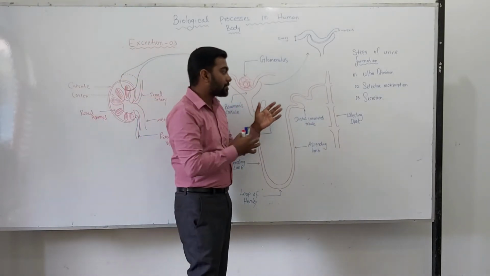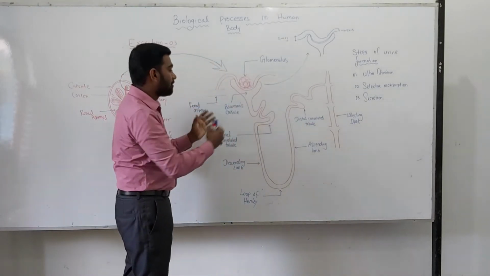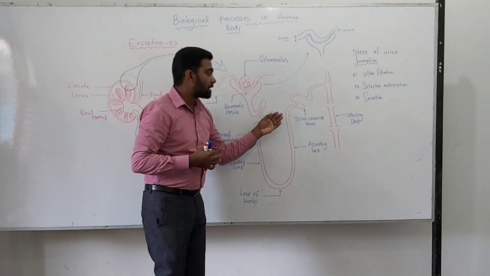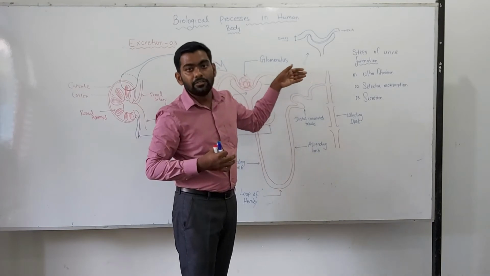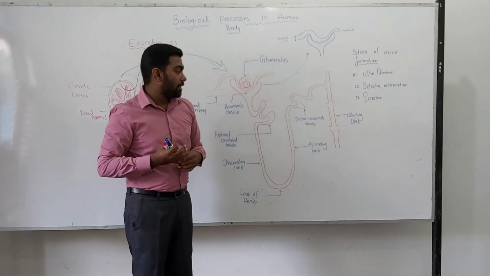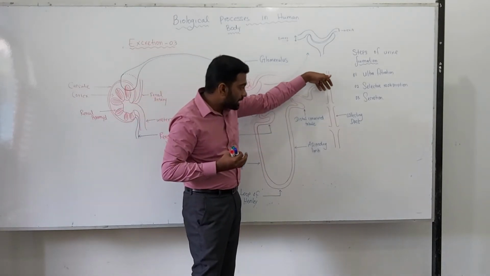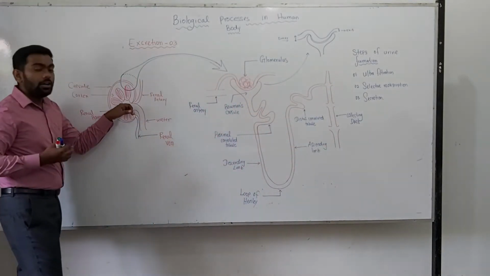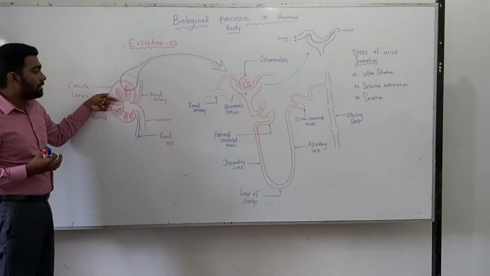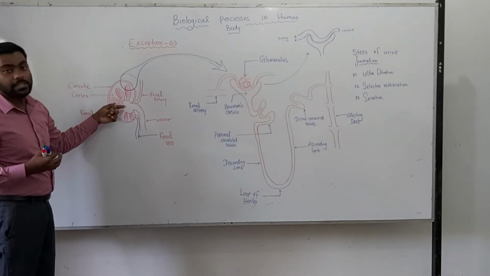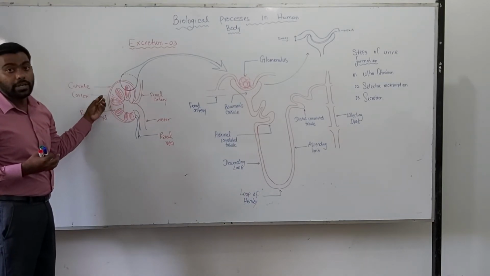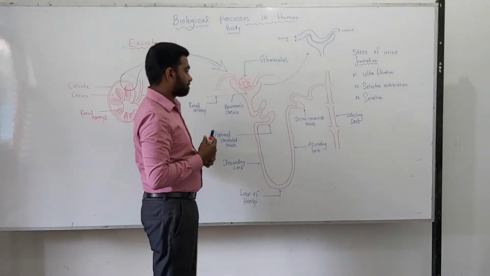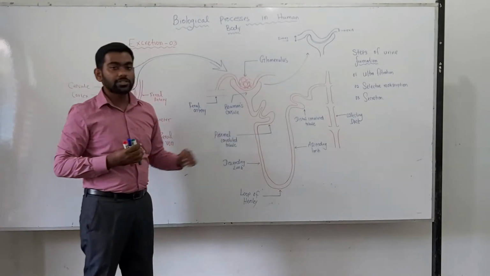So collecting ducts, you can see in between lots of nephrons, you can see one or two collecting ducts. All the distal convoluted tubules are finally collected into the collecting duct, and these collecting ducts move towards the pelvis region of the kidneys, and all the collecting ducts face this pelvis region where the urine is finally formed.